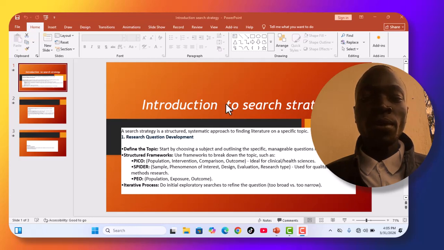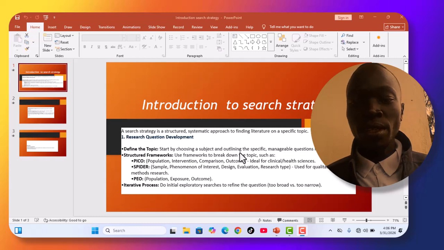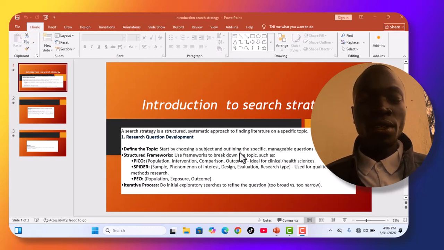If you want to develop the question that you're going to ask either Google or any other website you want, one of the techniques is to define the topic. This is the first technique. Start by choosing a subject and outlining the specific manageable questions it raises. Yes, before you start searching, first know the topic that you are going to search for. You define it so that you don't end up gambling while typing in a computer search bar.